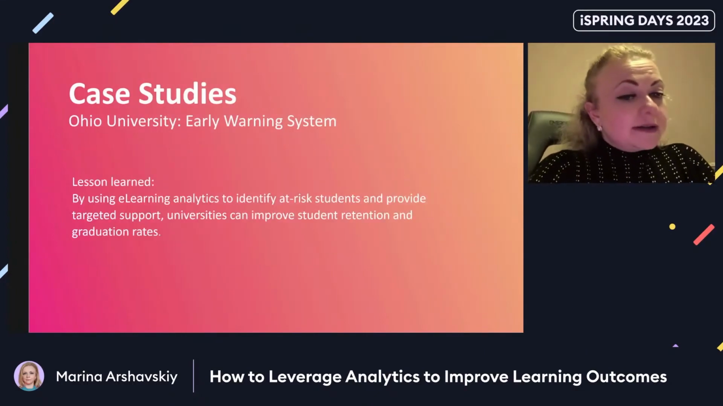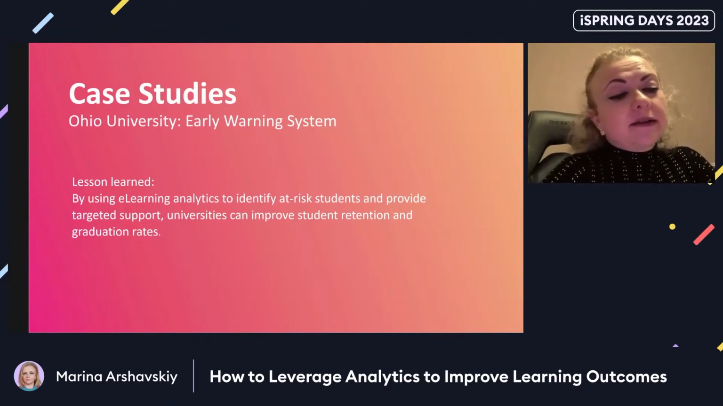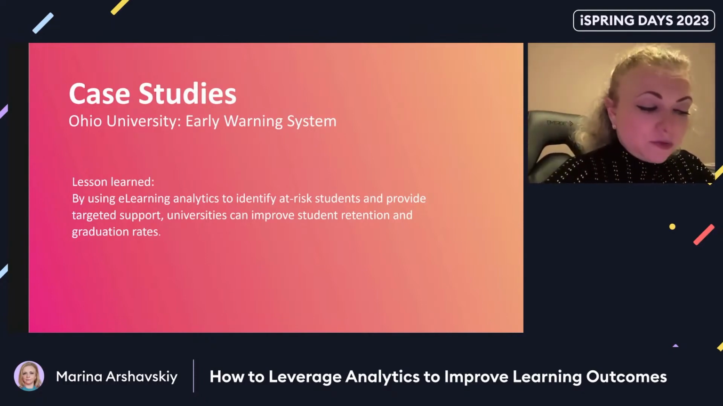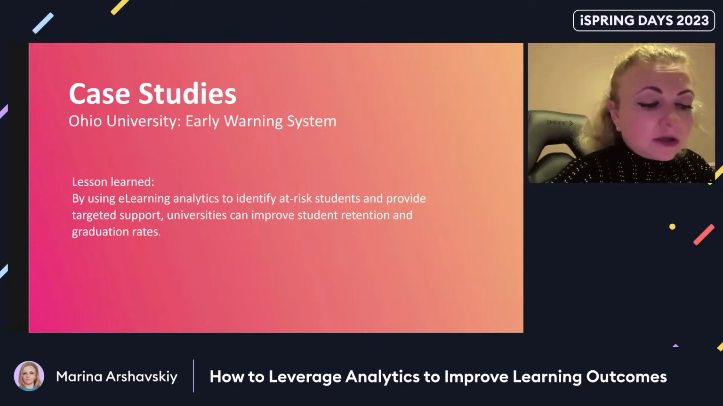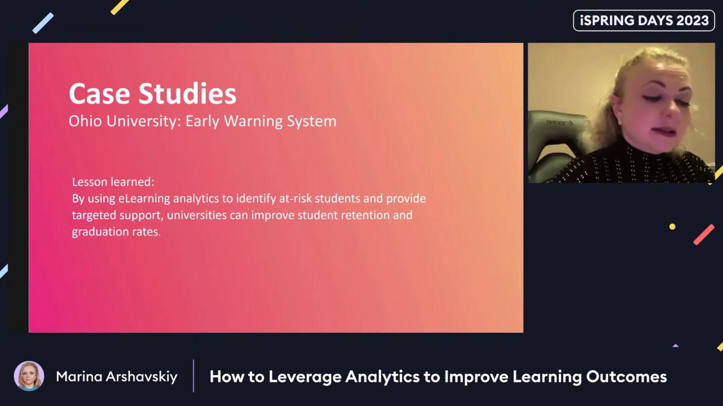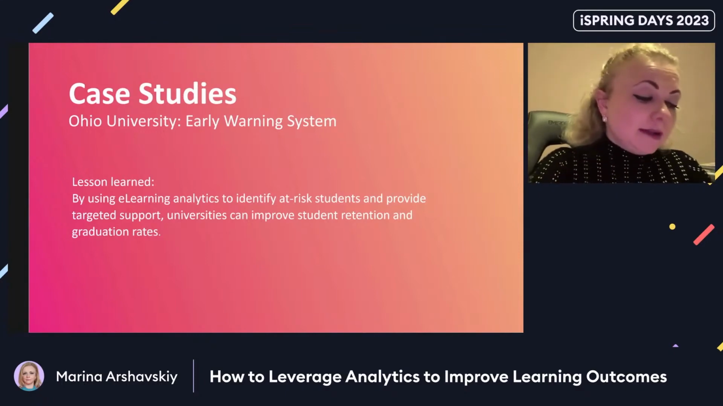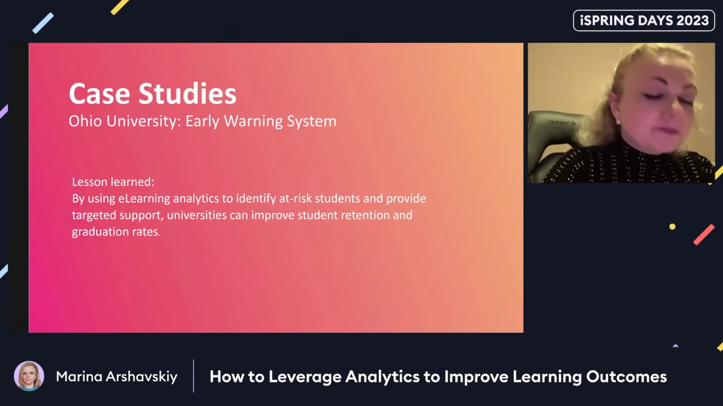And the lesson learned here is that by using e-learning analytics to identify at-risk students and provide targeted support, universities can improve student retention and graduation rates. And like I said, it's not just for universities or colleges. This also applies to people in general, to companies, because they can really help to improve their employee retention, and they can help their employees improve at what they do at work. And as a result, the outcomes, the results will be much better, much more significant.